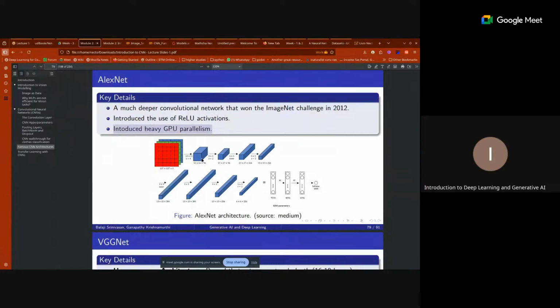Also, as the layers go deeper, you increase the number of kernels that are used. Here the number of kernels is 96. The blocks you are seeing here are not the kernels. This is the feature map. These are the kernel sizes, right?